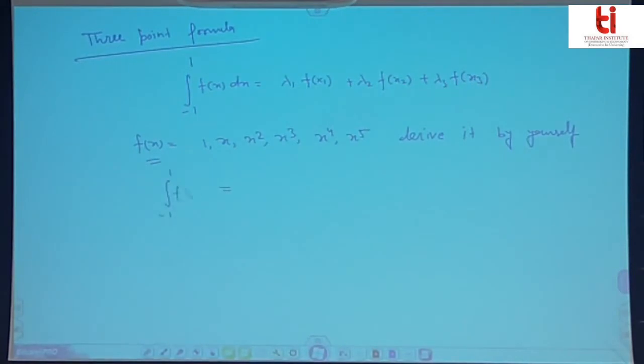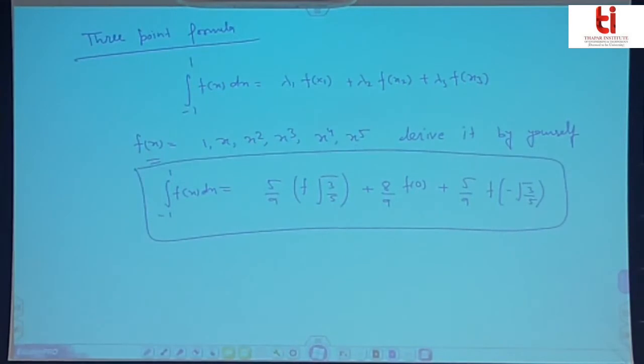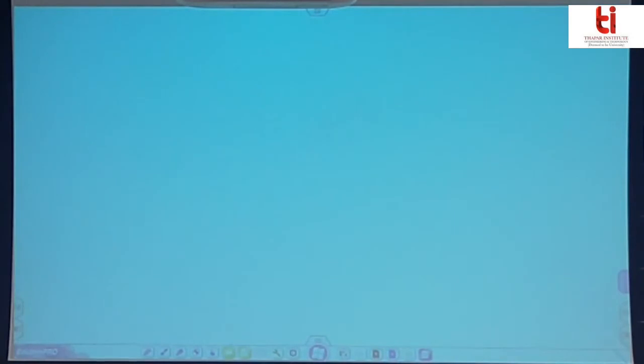The integral from minus 1 to 1 of f(x) dx is coming out to be 5 by 9 f of 3 upon 5 plus 8 upon 9 f of 0 plus 5 upon 9 f of minus 3 upon 5. So this is the 3-point formula. Now let's do an example.